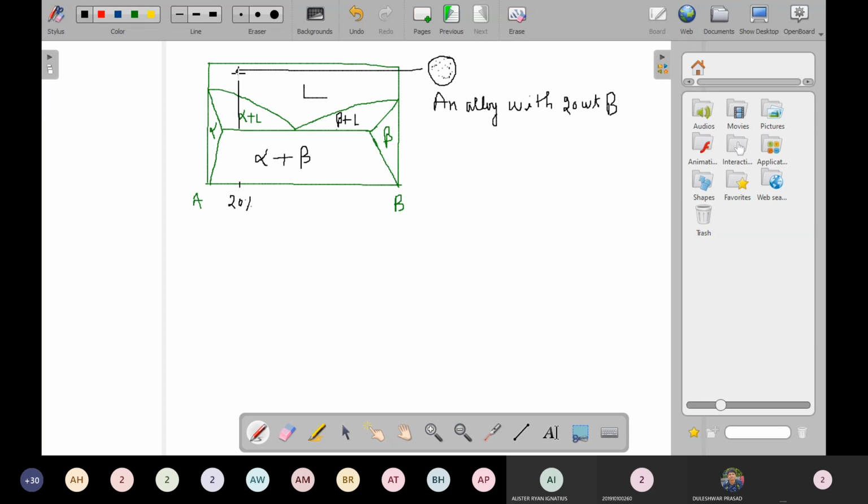So here what is present? Everything is liquid. Now when we cool it, and by the time we come over here, look at this point. By the time we reach this point, what will happen? Alpha will start coming out. So if you see here, what is present over here? Liquid will be there and some alpha will be there.